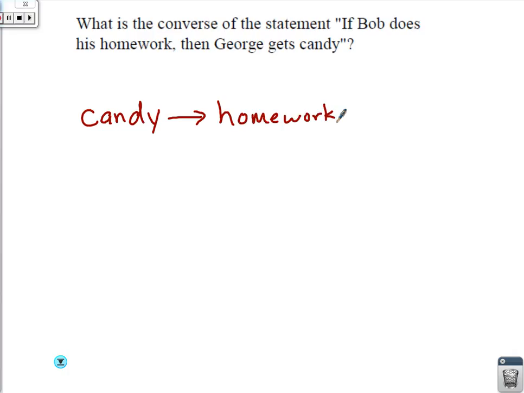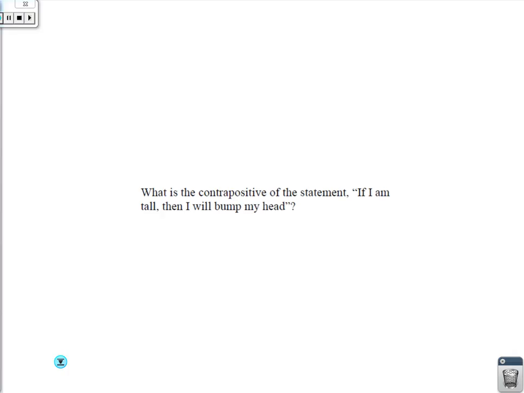See if you remember this. If the original conditional statement is true, will the converse always be true? No. Will the inverse always be true? No, but the contrapositive will always be true. Converse and inverse might be, they don't have to be. Now, if an original statement and its converse are true, it's called a biconditional. If it's true front ways and back ways, that's a biconditional. But a contrapositive will always be true, and that's what we're doing next.